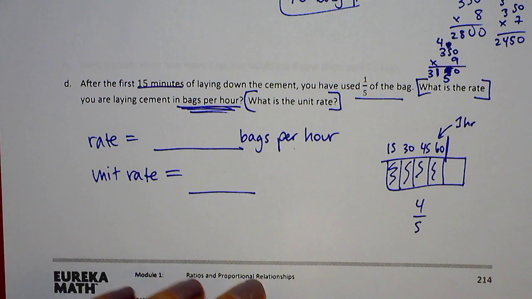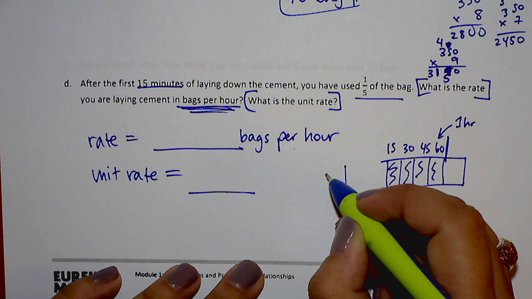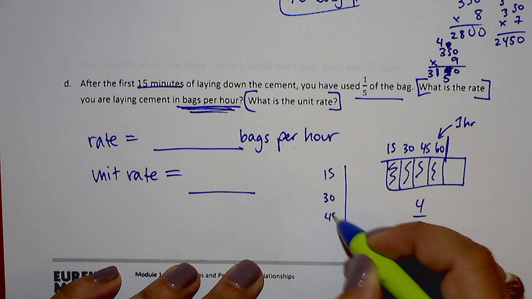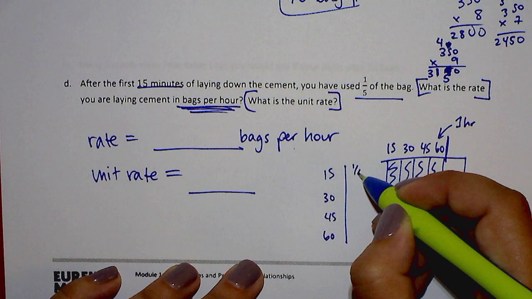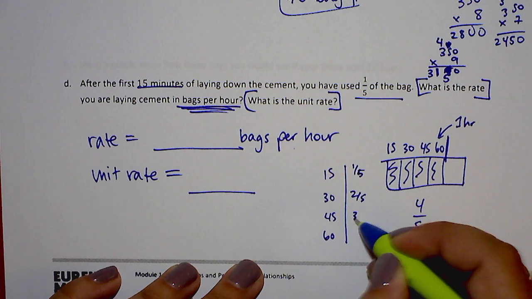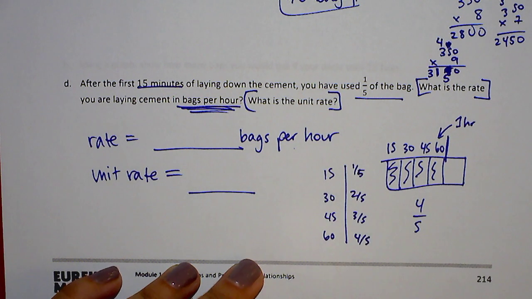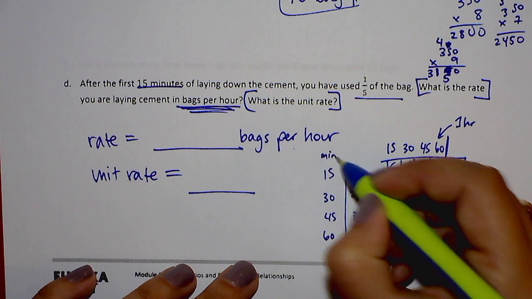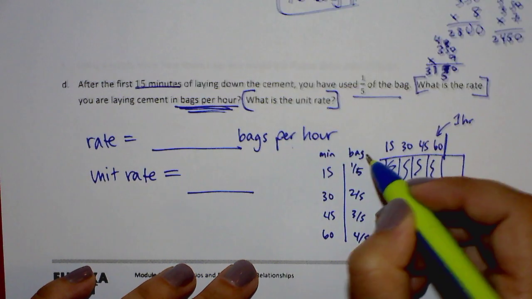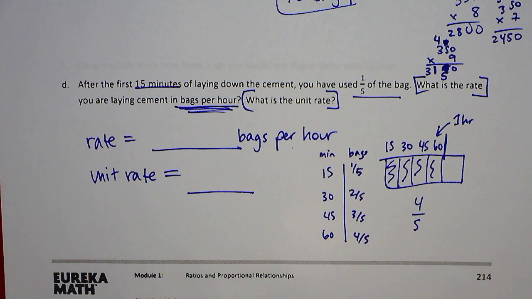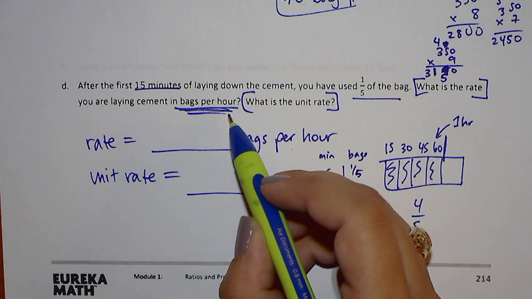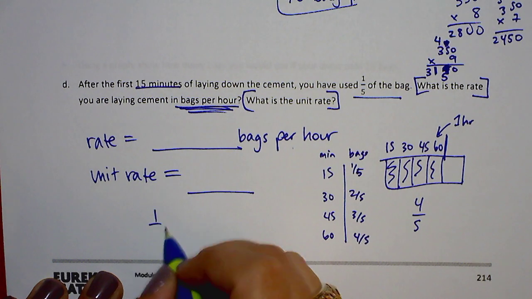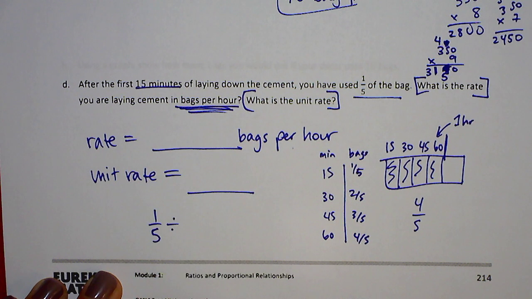I also saw some scholars just make a table and say, okay, 15, 30, 45, 60, 1/5, 2/5, 3/5, 4/5. This would be minutes and bag. I also saw some scholars say, oh, bags per hour. That tells me I'm going to take bags and I'm going to divide by hours.